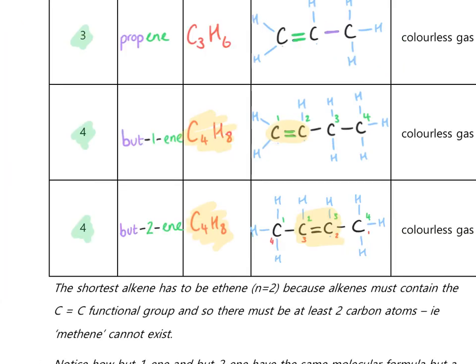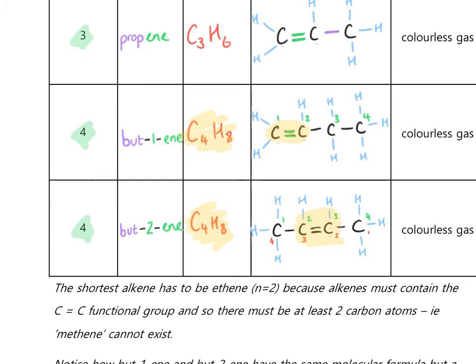So you can see there from butene onward, so for longer alkenes, there's going to be a choice of where you put the double bond, and actually that will affect the name of it. So you could in an exam be asked to draw specifically but-1-ene or but-2-ene, or you could be asked to draw one of these.